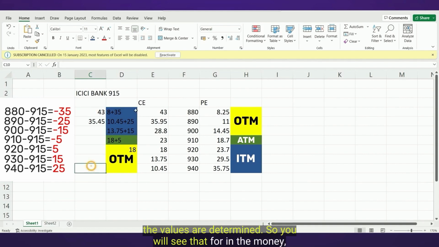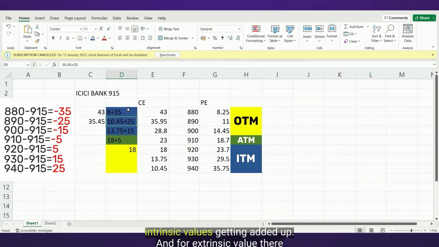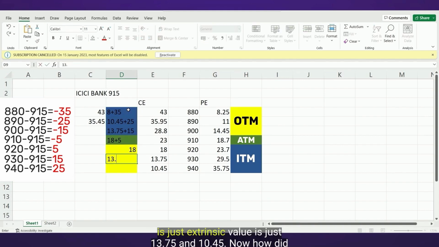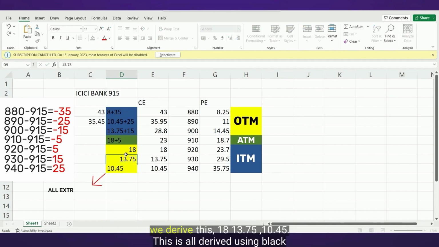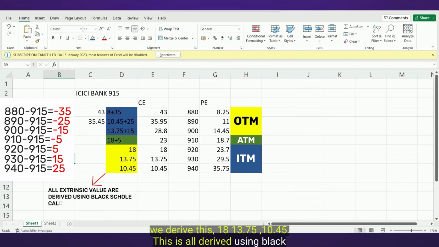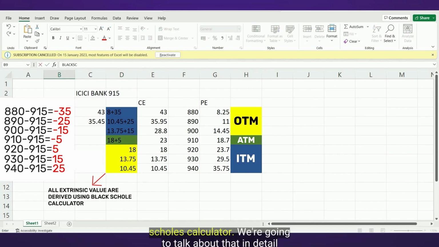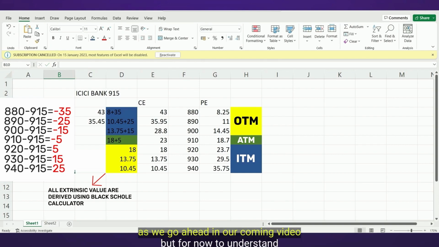So you will see that for in the money, intrinsic value is getting added up, and for out of the money there is just extrinsic value, it is just 13.75 and 10.45. Now how did we derive this 18, 13.75 and 20, 10.45? This is all derived using the Black-Scholes calculator. We're going to talk about that in detail as we go ahead in our coming videos.